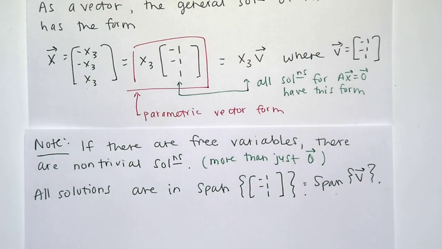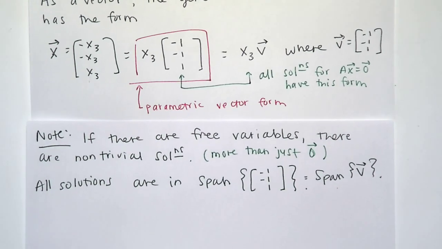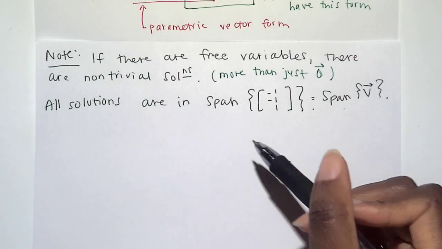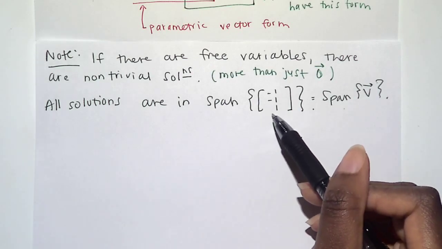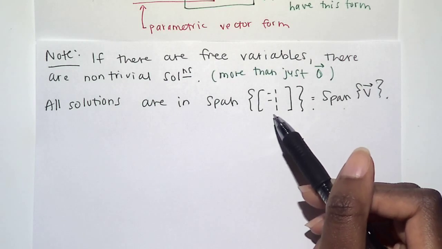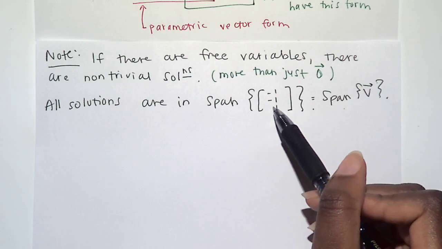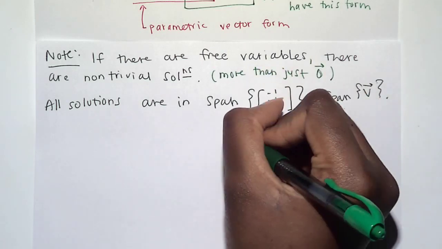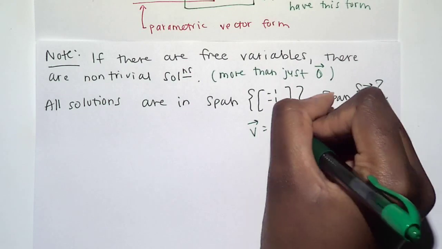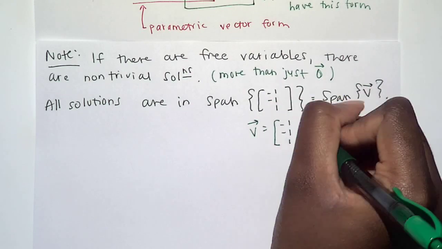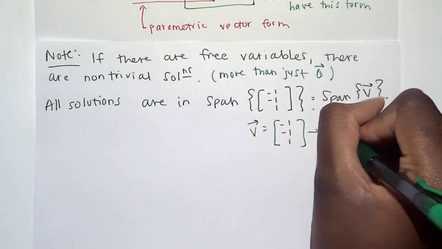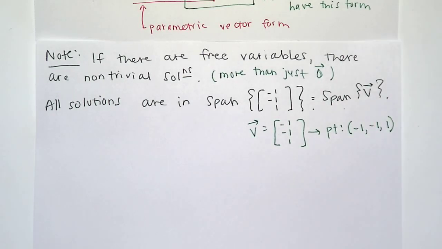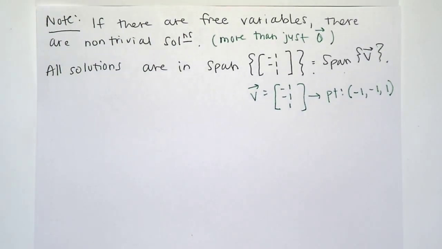All right, so what does that even mean? What does that even look like on a graph? How can we write this solution set? Okay, so everything is going to be in the span of this, so everything is going to be a linear combination of this. So what I'm going to do is take this vector V, and I can write it as a point, -1, -1, 1. So I'm actually going to plot out the solution set.